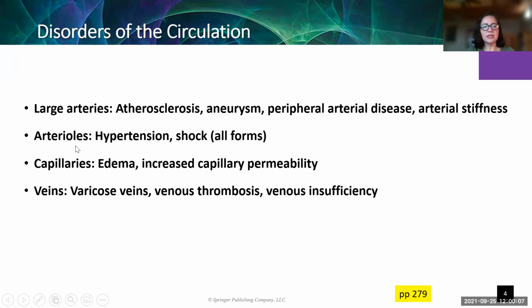Then in the arterioles, the things we're going to talk about are the two extremes. There's hypertension, where they're contracting too much, and then there's circulatory shock, where those vessels aren't contracting enough. The blood pressure is way, way too low. In capillaries, one of the problems we see is edema. We get too much fluid going out into the tissues and staying out in the tissues. And with the veins, some of the problems we'll mention are varicosities, some thrombi, the blood clots that can form, and venous insufficiency.